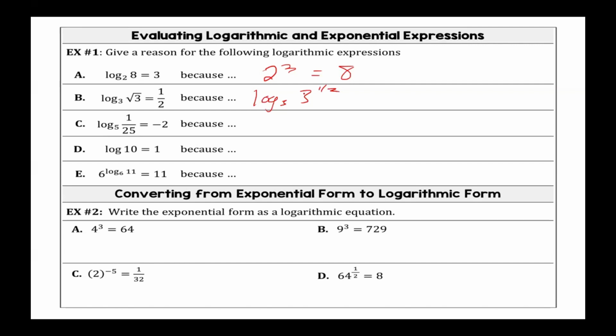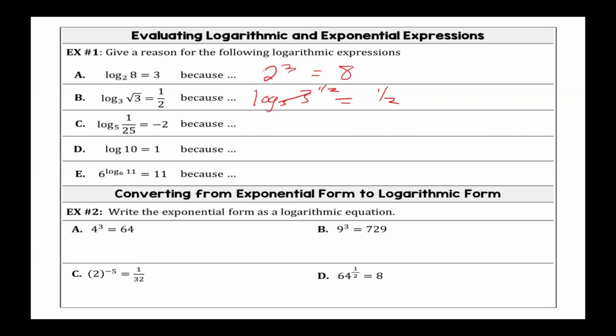And because of that, what happens here? The base of the log and the base of the exponent are the same, so they're going to cancel each other out, and that's why it is 1/2.